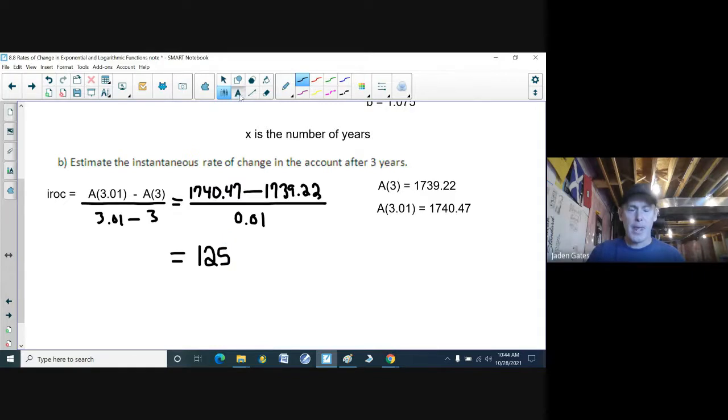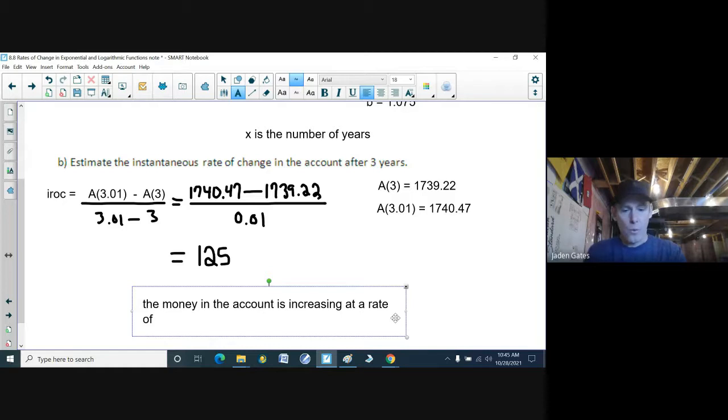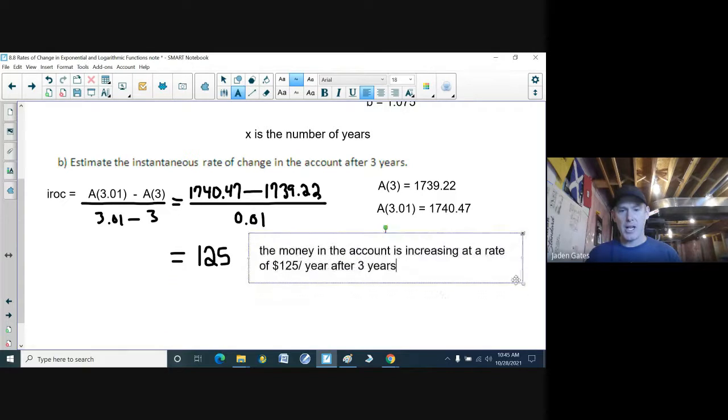I actually get right on 125. So that's telling me this: the money in the account, it's a positive number, so it is increasing at a rate of $125 per year after 3 years. There we go. So that is the rate at which the account is increasing because you're making money in interest.